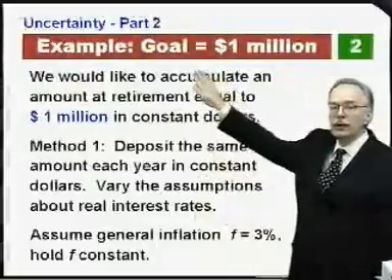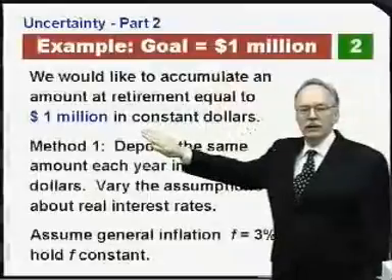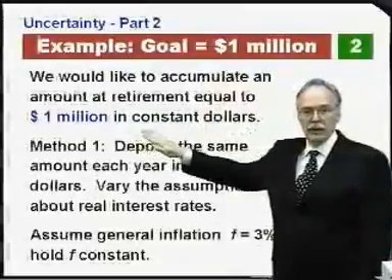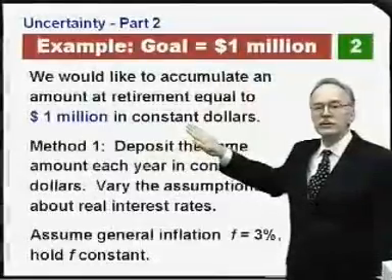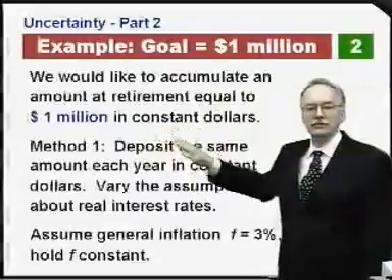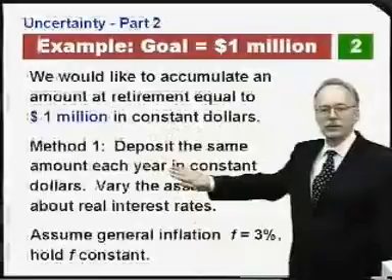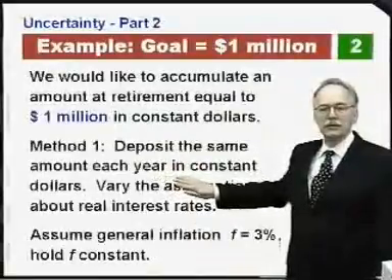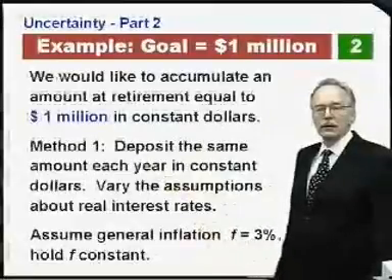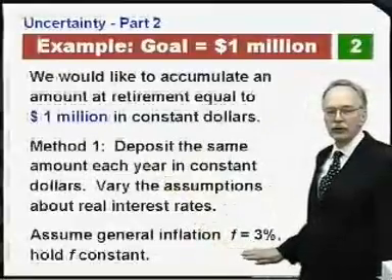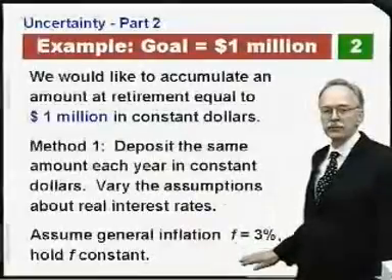Our goal will be to accumulate $1 million for retirement in constant dollars. If we were to accumulate $1 million in actual dollars by the time we retire, that really wouldn't be enough, I think, for most of us. So we're going to set the goal to be $1 million in constant dollars. Method one for saving towards that goal is to deposit the same amount each year in constant dollars. We'll vary the assumptions about the real interest rates. In all of the examples in this particular lecture, we'll hold general inflation to be 3%. So that's throughout all of the examples in this lecture.